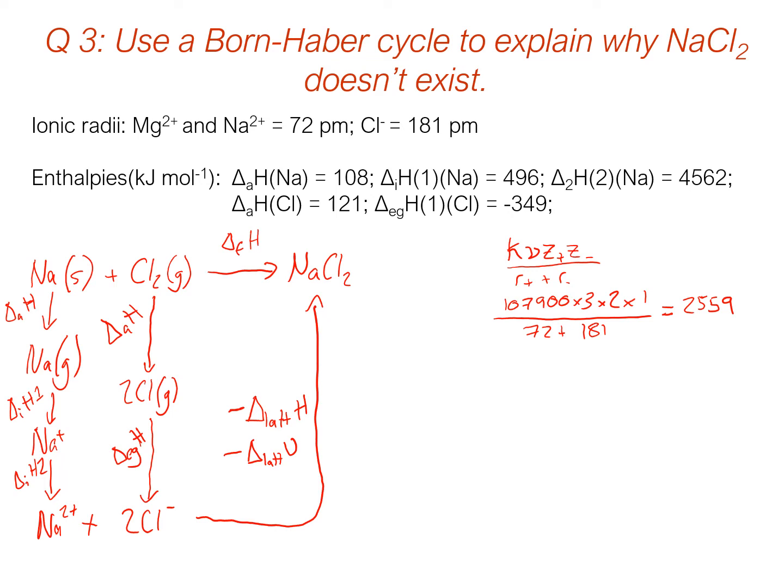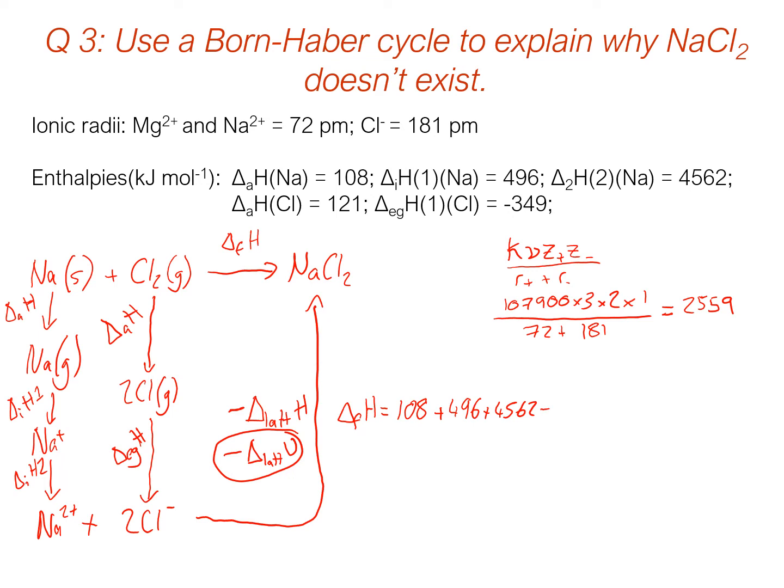So we've got the value of this now. All we need to do is work out the formation enthalpy. And as I was saying, from Hess's law, all the steps of the cycle added up will get us the delta F enthalpy. So we'll do step by step. This equals the enthalpy of atomization of sodium, so 108, plus the first ionization enthalpy of sodium, which is 496. The second ionization enthalpy, which is much larger, that's 4,562.